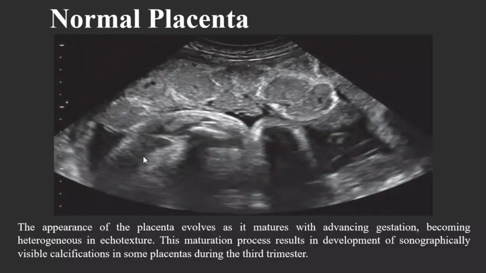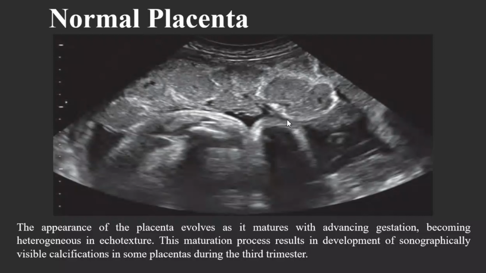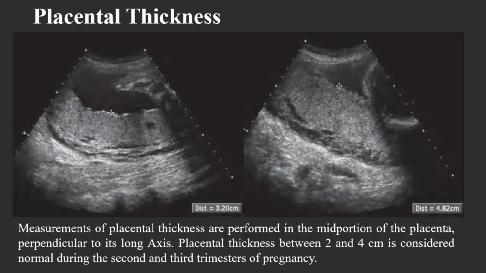The appearance of the placenta evolves as it matures with advancing gestation, becoming heterogeneous in echotexture, and this maturation process results in the development of sonographically visible calcifications in some placentas during the third trimester. Here we can see a transverse image of the placenta at 38 weeks of gestation, and the multiple curvilinear echogenic foci are due to calcifications and show placental maturation. Now we are going to discuss the placental thickness.